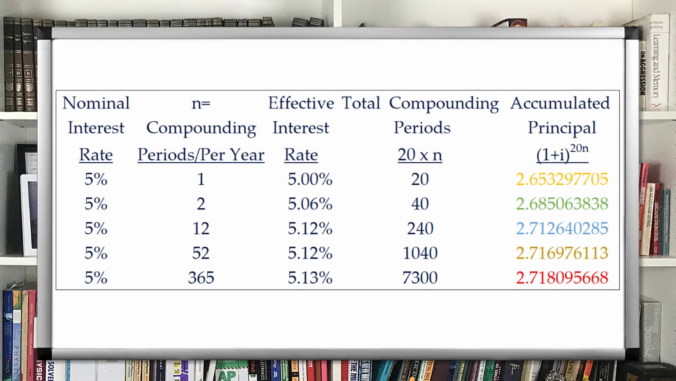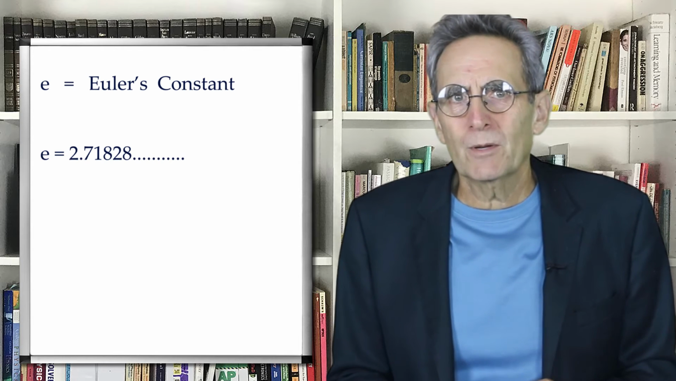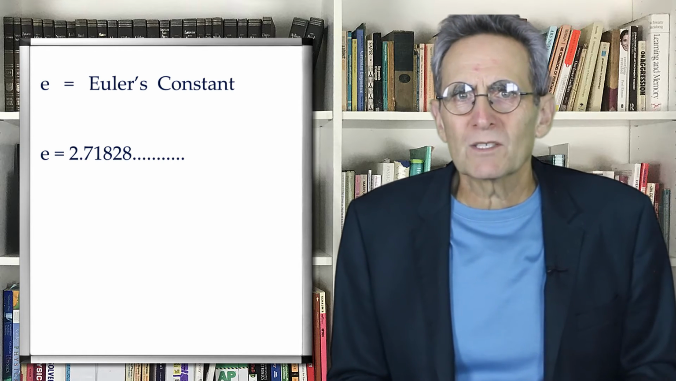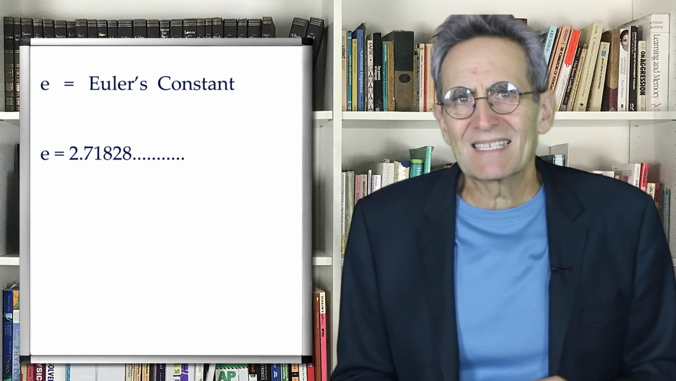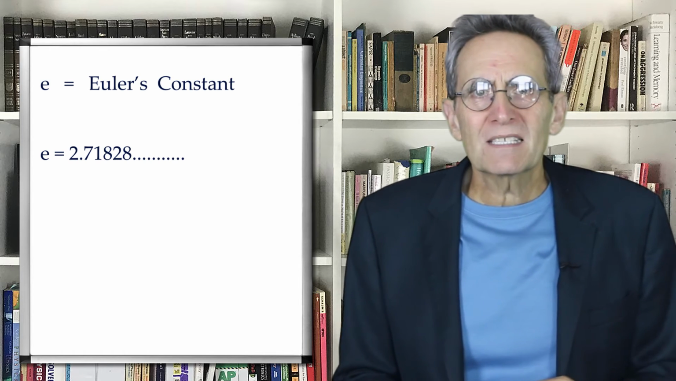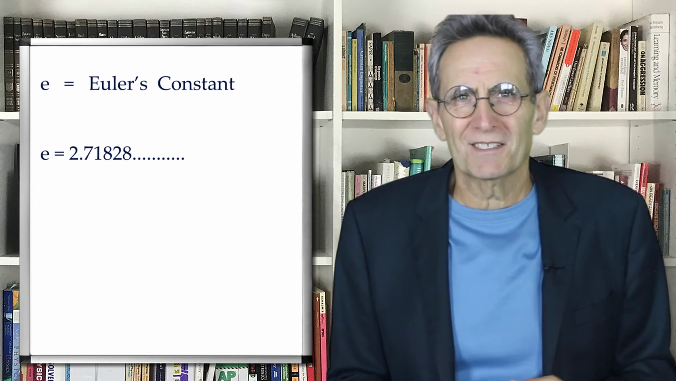In this table, we assume $1 is put into a bank account and will earn 5% nominal interest over 20 years. Each row shows an increasing number of compounding periods per year. In the last column, you begin to see the accumulated balance get closer and closer to a very important number known as E, or Euler's constant. As the compounding periods increase, the accumulated balance will get closer and closer to 2.71828, which is to 6 significant digits, E. This constant appears in many important applications, particularly in probability and statistics.